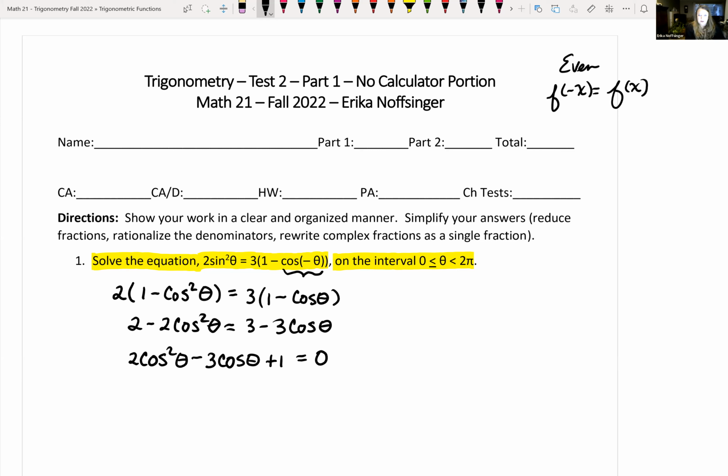Now I'm going to see if this is factorable, which it is. So I'm going to factor this. Factoring, I get 2 cosine theta. I need something that multiplies to give me positive 1, and when I distribute out, I need to get negative 3 cosine theta, so the middle term needs to be negative. I'm going to put minus 1 and minus 1. So we have 2 cosine theta minus 1 all times cosine theta minus 1 equals 0. If we distribute that out again, we get the same thing we had above.